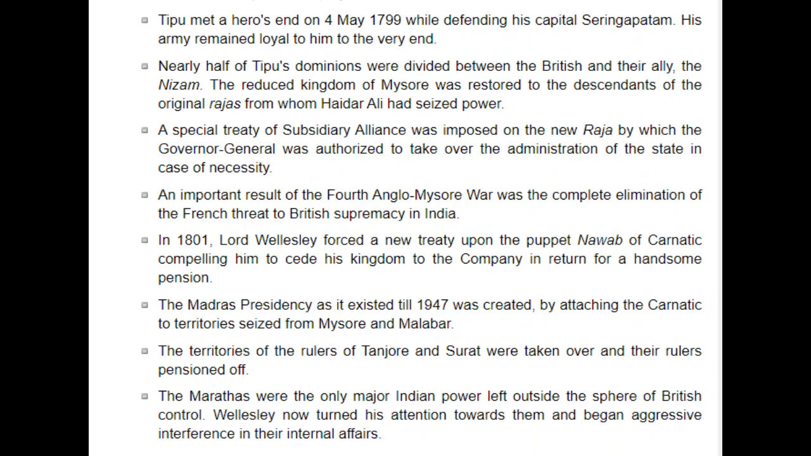The Madras Presidency as it existed till 1947 was created by attaching the Carnatic to the territories seized from Mysore and Malabar. The territories of the rulers of Tanjore and Surat were taken over and their rulers pensioned off. The Marathas were the only major Indian power left outside the sphere of British control. Wellesley now turned his attention towards them and began aggressive interference in their internal affairs.